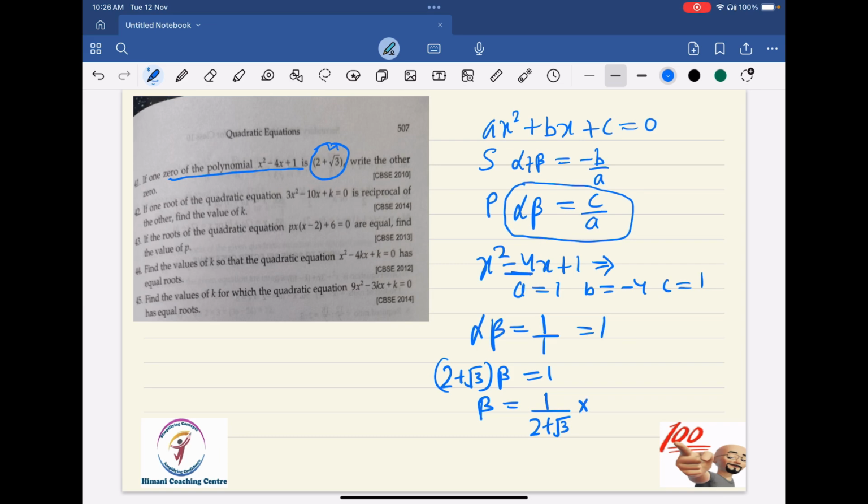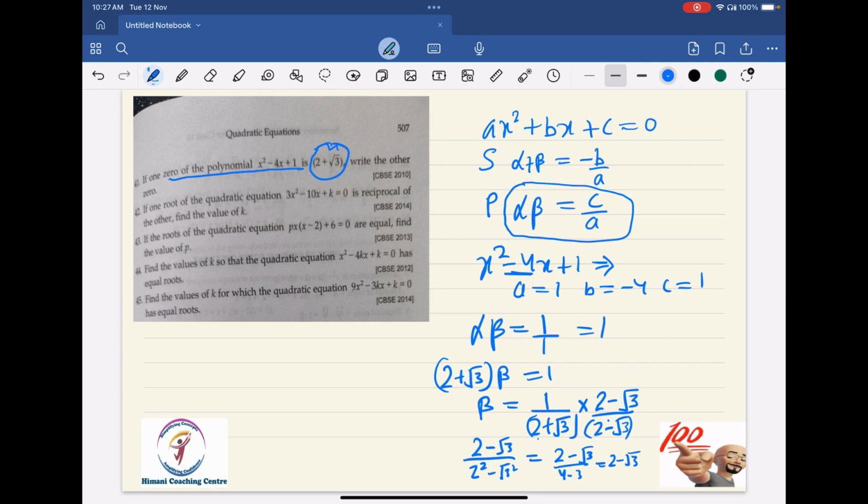And how do we rationalize? Change the sign in between, that's called the conjugate, and multiply. So the numerator will be 2 minus root 3, while the denominator would be a plus b into a minus b, which is a square minus b square. So 2 square minus root 3 square. Basically we will get 2 minus root 3 by 4 minus 3, or just 2 minus root 3, because 4 minus 3 is just 1.